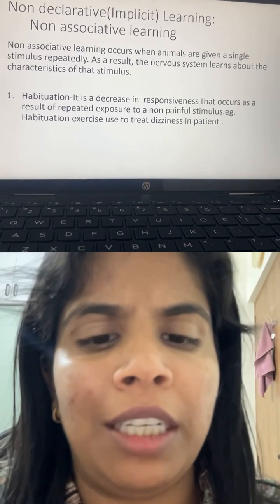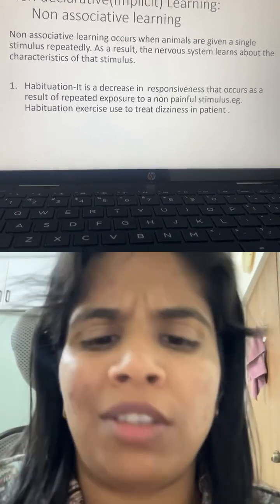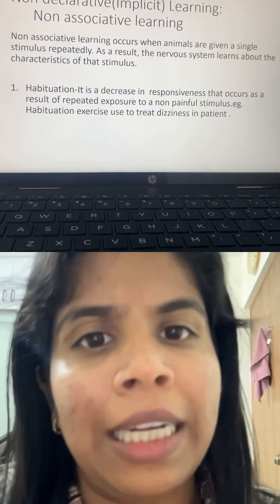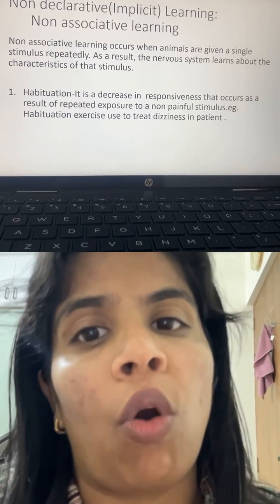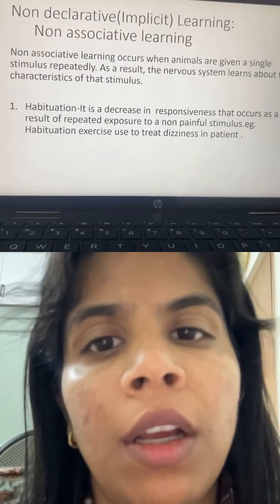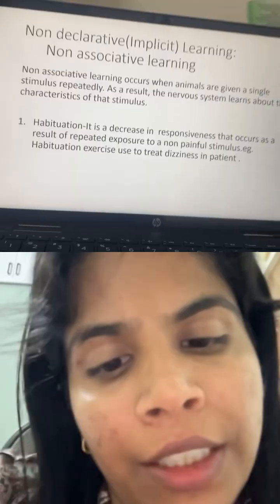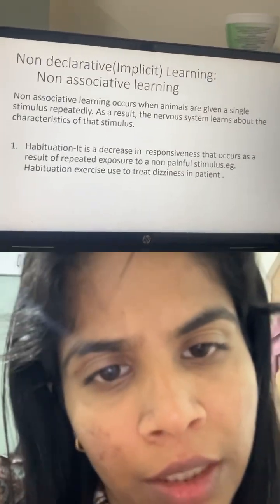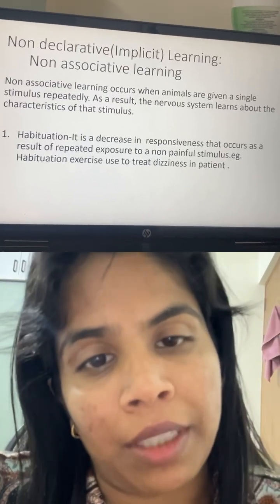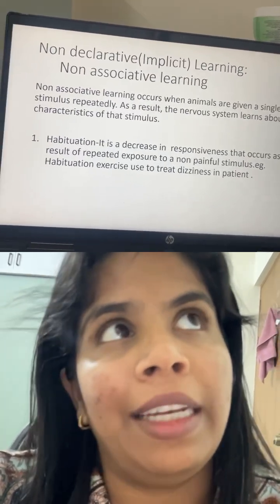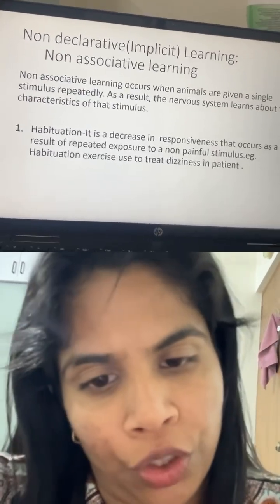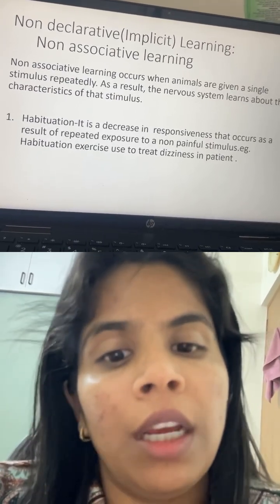Habituation is when the responsiveness to that stimulus is reduced after a certain period of time. So what is the terminology? It is a decrease in responsiveness that occurs as a result of repeated exposure to a non-painful stimulus. An example of habituation is when we treat any vestibular case, we give habituation exercises to that patient to reduce symptoms, for example dizziness or any type of environmental changes.